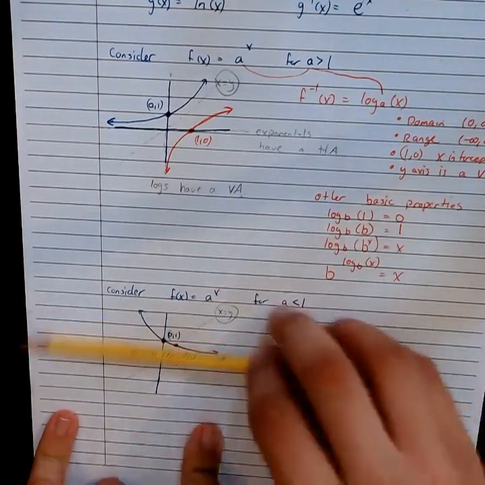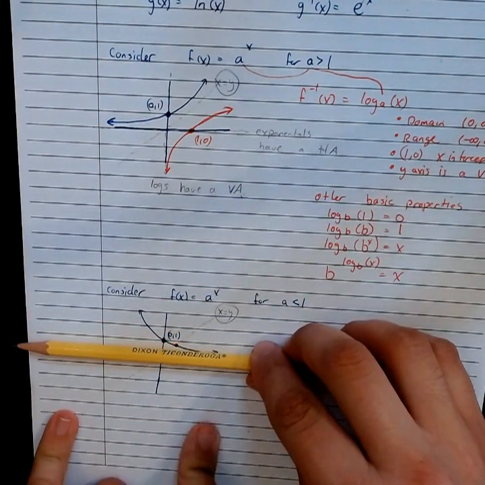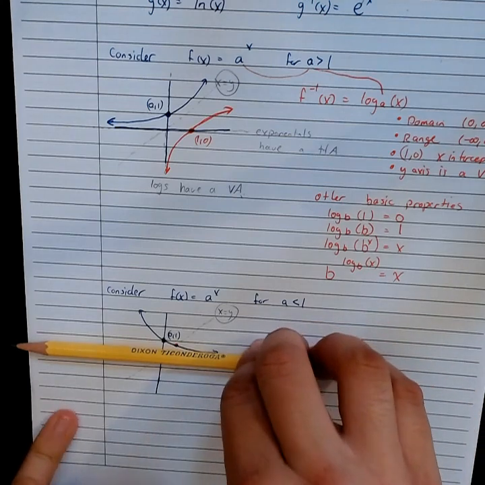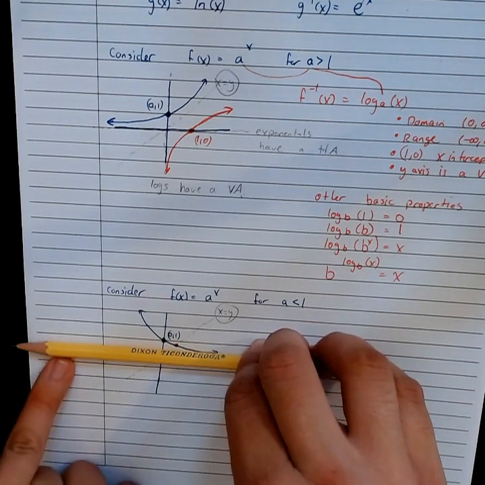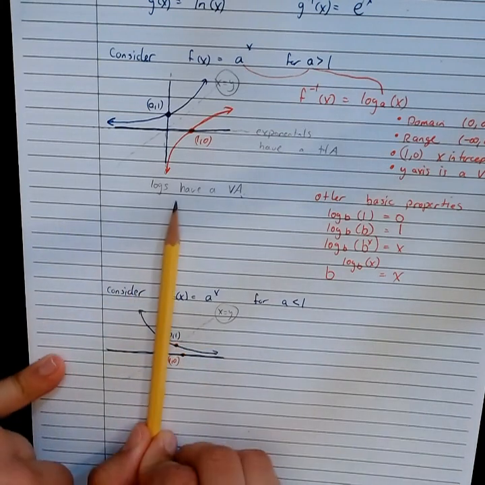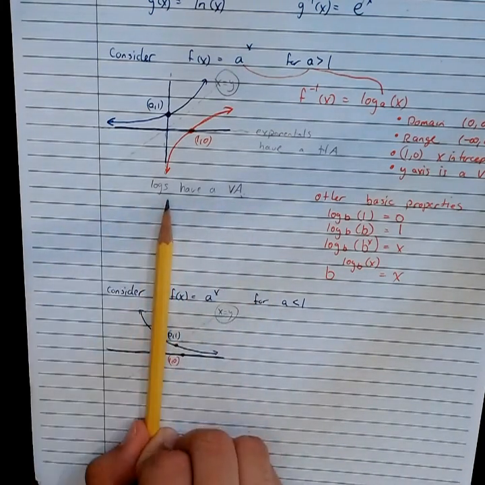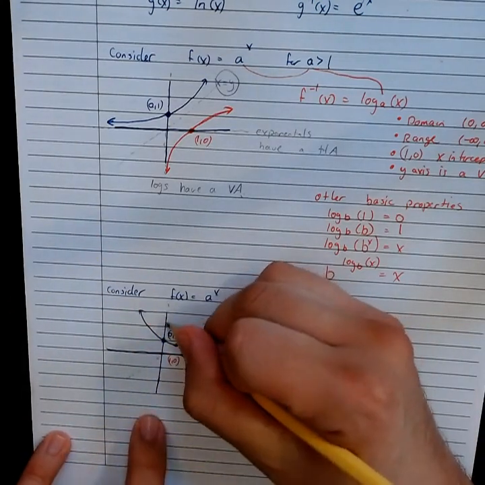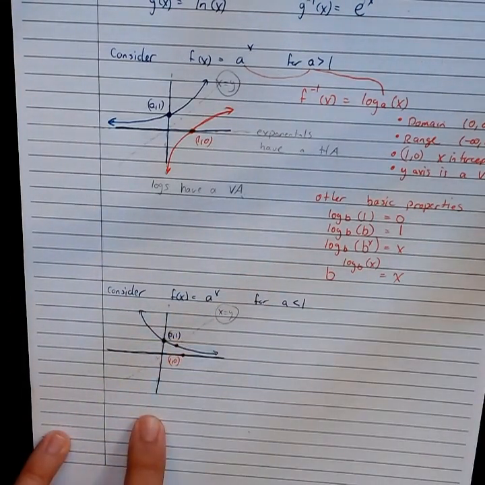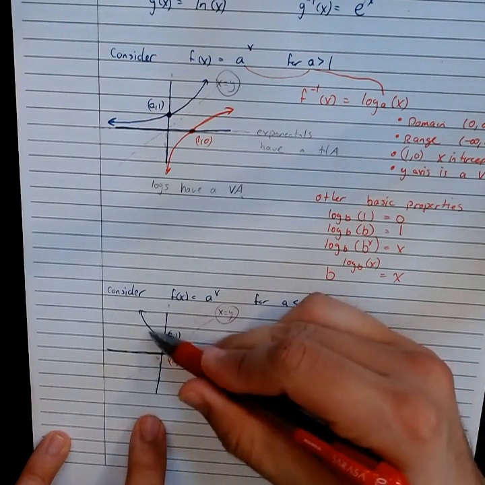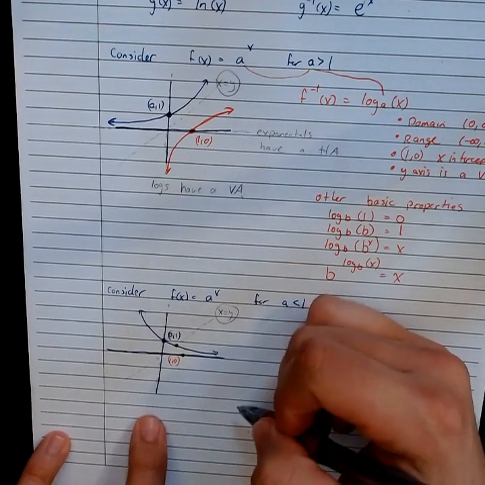Before, we had a horizontal asymptote for our exponential. Well, now y equals 0. If we flip x and y, that is now x equals 0. So just like before, we're going to have a vertical asymptote for our logarithm. And so now our graph will simply be this exponential decay model, but reflected.